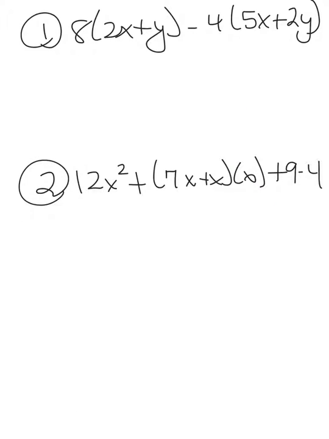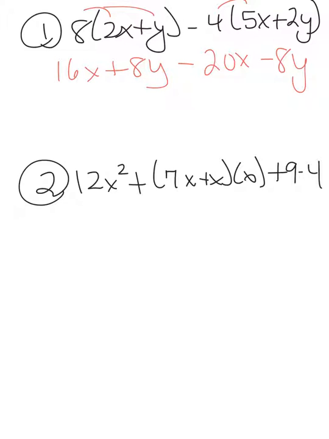For our last sets of problems, they're getting a little longer, so we have to be careful. So I have 8 times 2x, which gives me 16x. And I have 8 times y, which gives me plus 8y, minus, again, now I'm going to distribute the 4. So this gives me negative 20x. And I have negative 4 times 2y gives me negative 8y. So in order of operations, I have gotten rid of the parentheses. Now I have to look to combine my like terms.